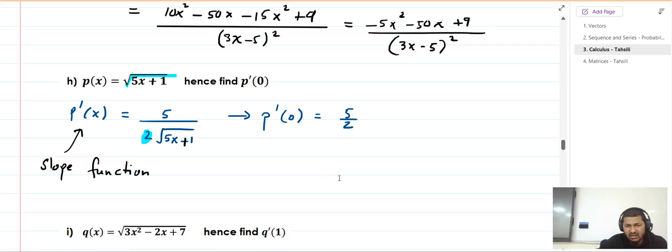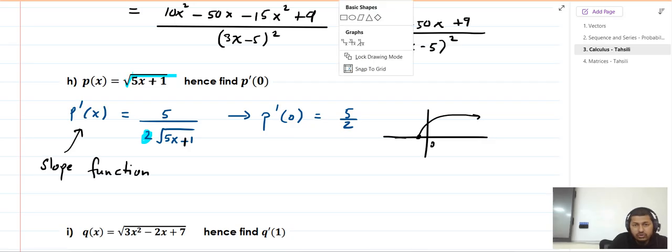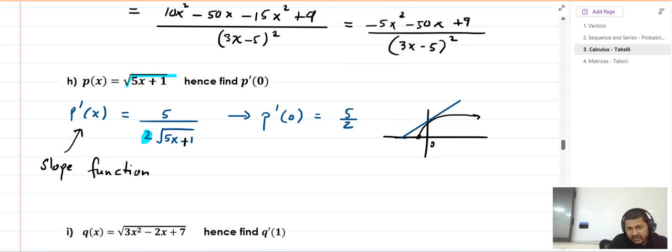Because the graph of this looks like a square root function, it's like starting here and going there, and I'm asking you for the slope at 0. What's the slope at 0? So you've got a line going tangent to this. The slope at 0 looks like it's 5 over 2. It's a positive slope. That's what I'm asking you for, the slope of a line at 0.